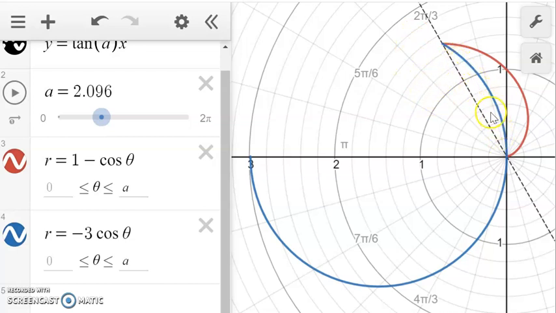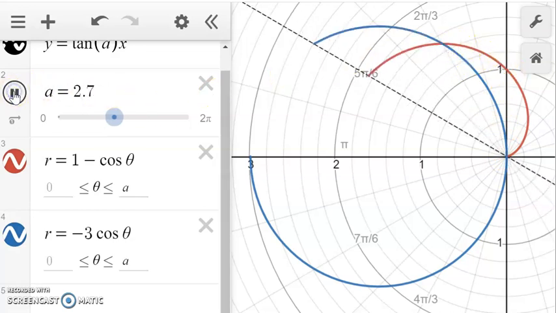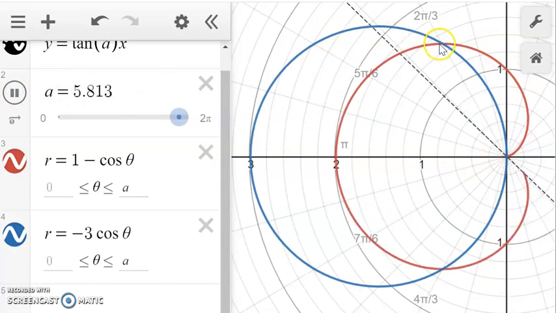And that's an important point because watch what happens. From theta equals pi over 2 to theta equals 2 pi over 3, the blue curve, the circle, is closer to the pole, and the cardioid is farther away from the pole. But as we complete that graph, we see that it changes to being the cardioid being closer in and the circle being farther out. This is an important boundary line that we're going to have to pay attention to.